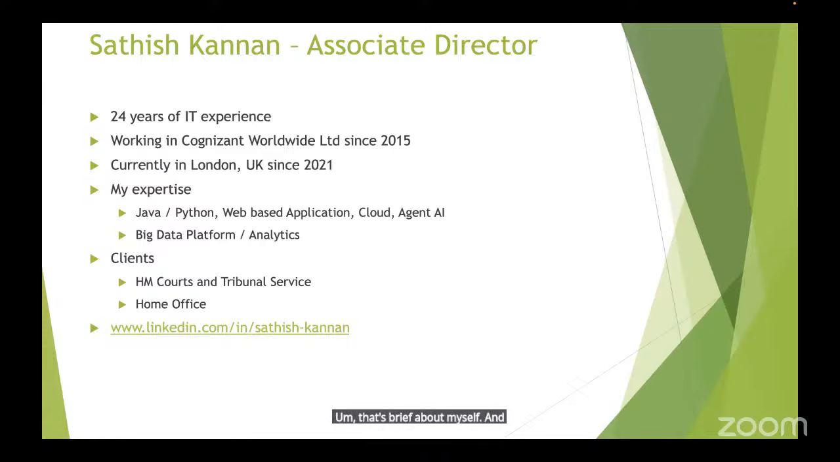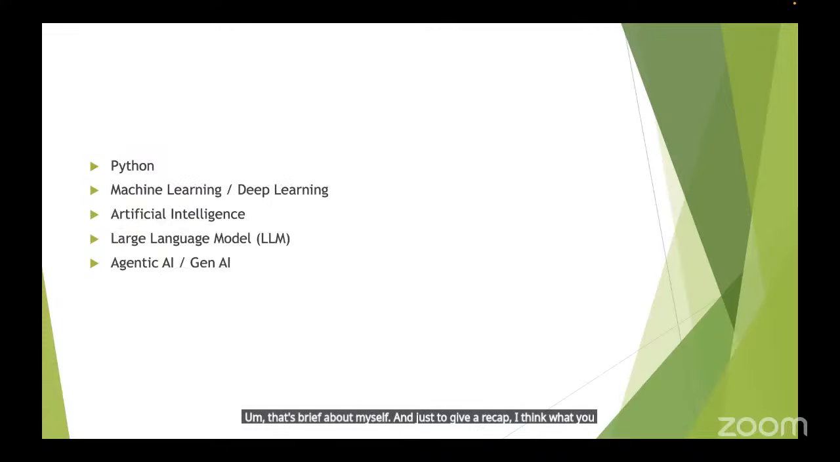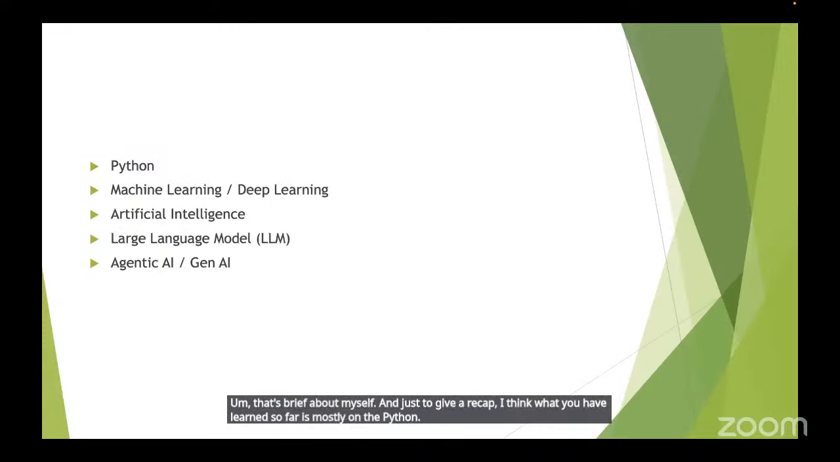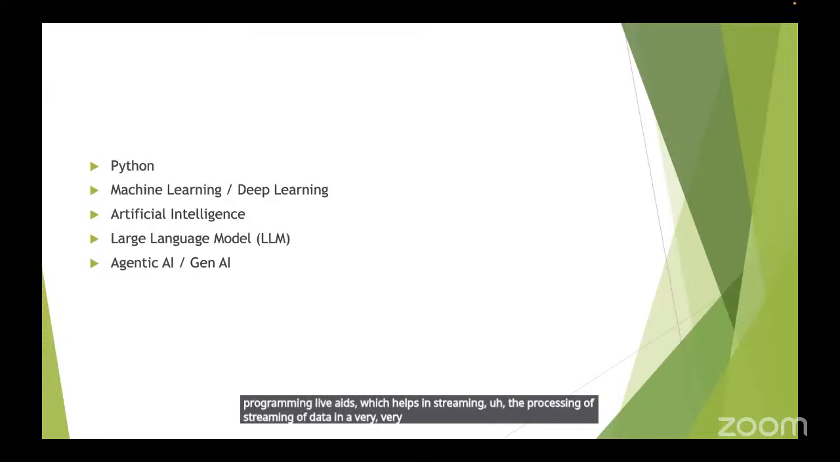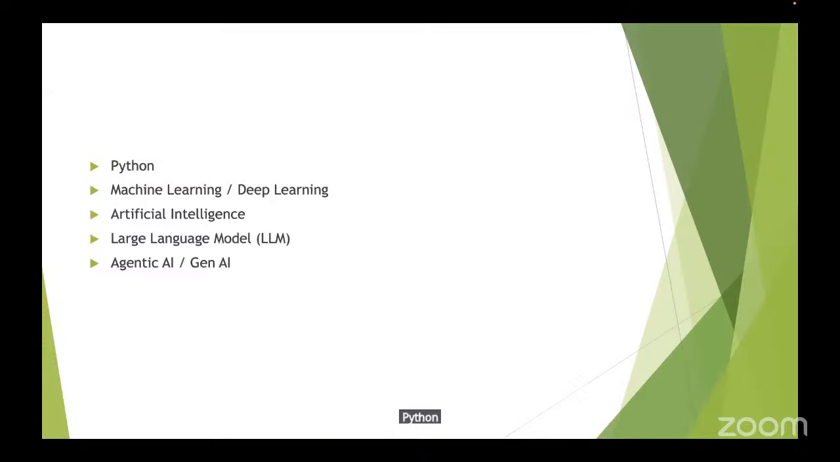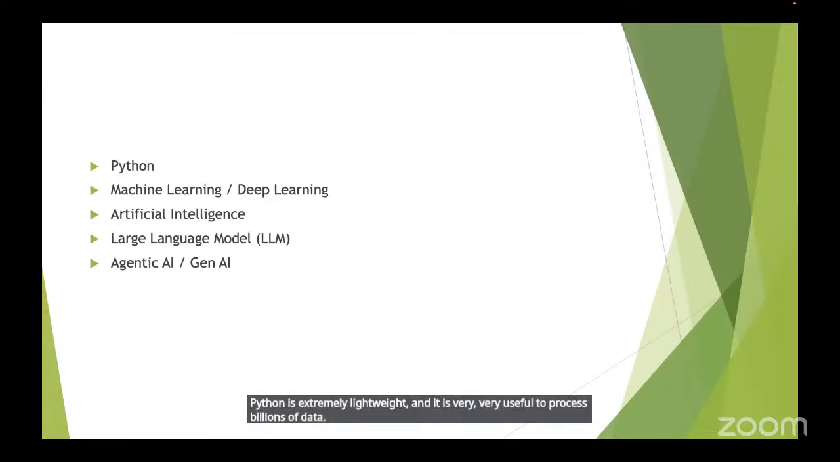Just to give a recap, what you have learned so far is mostly Python. Python is a programming language that is useful for streaming and processing data at a much faster speed compared to other programming languages like Java, .NET and C++. Python is extremely lightweight, and it is very useful for processing billions of records using data streams.